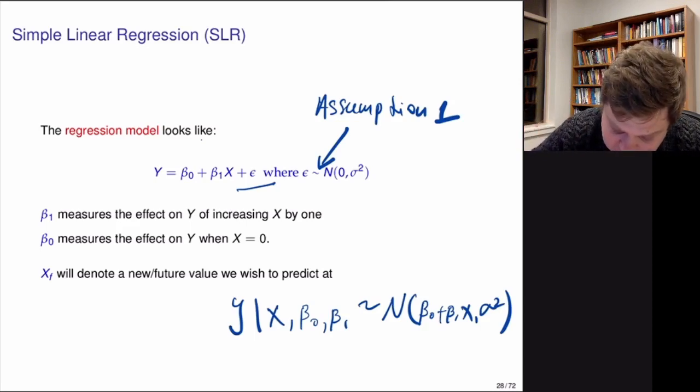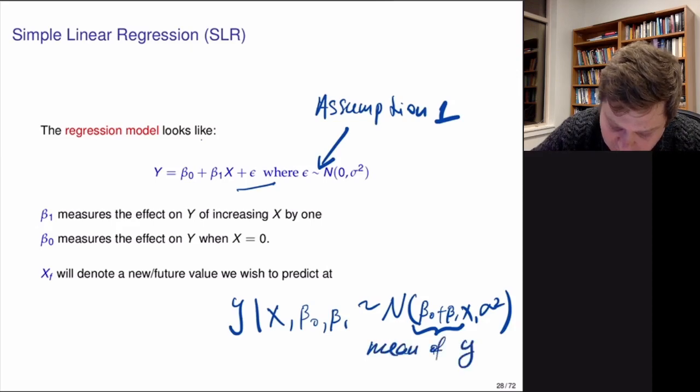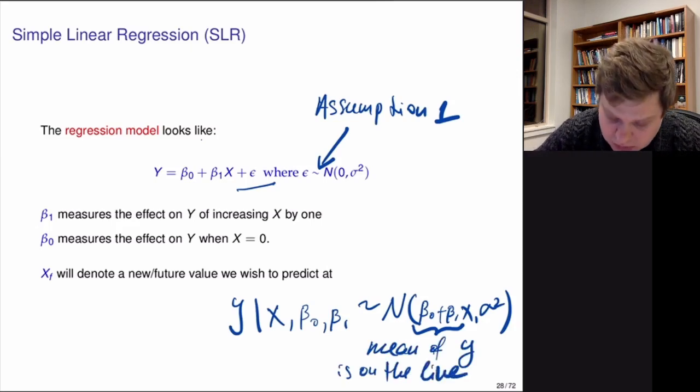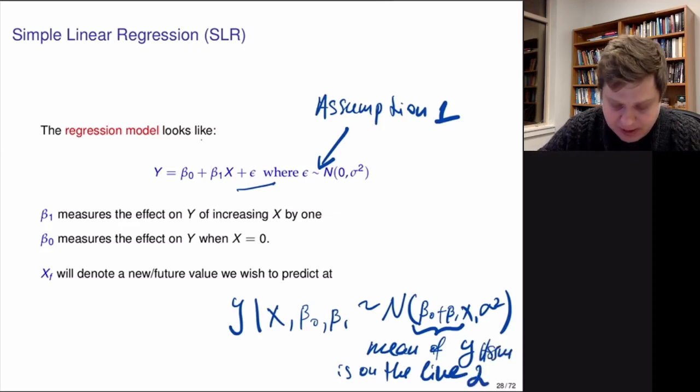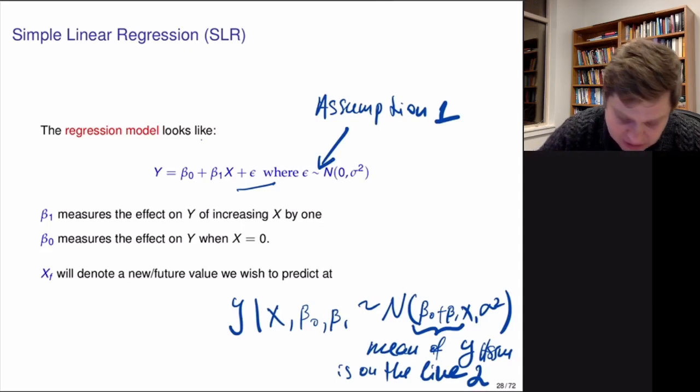So this basically says that the mean of y is on the line. So this is assumption number 2, okay? And then the assumption number 3 comes here.